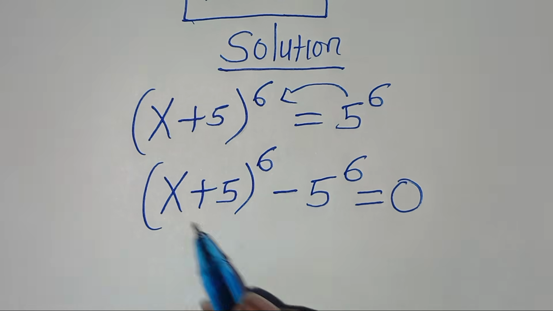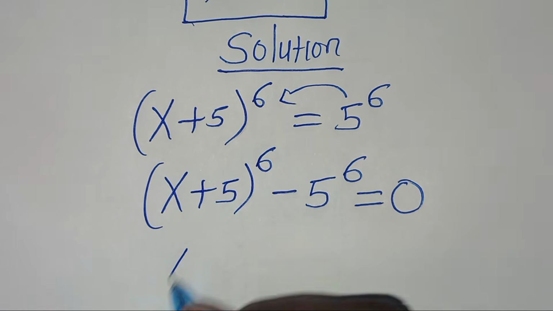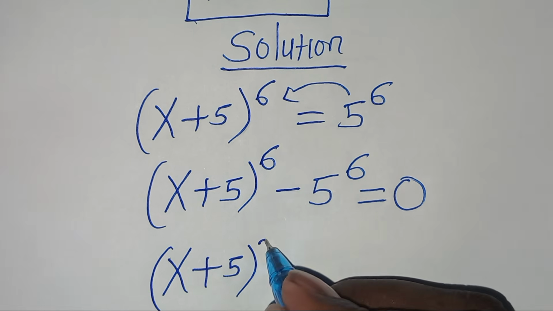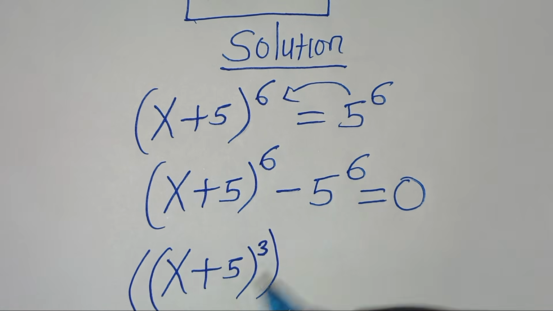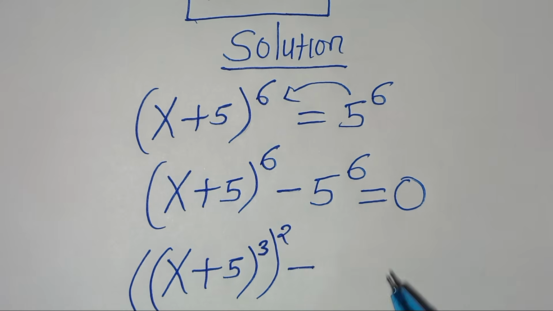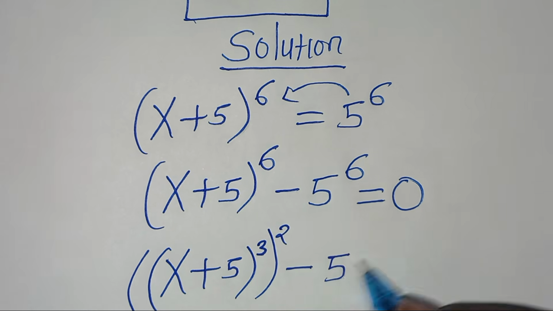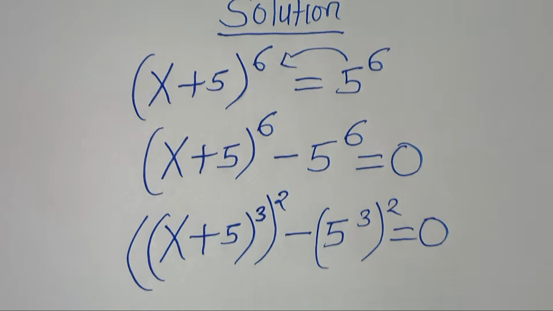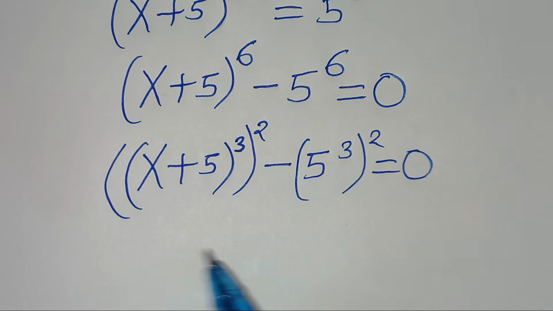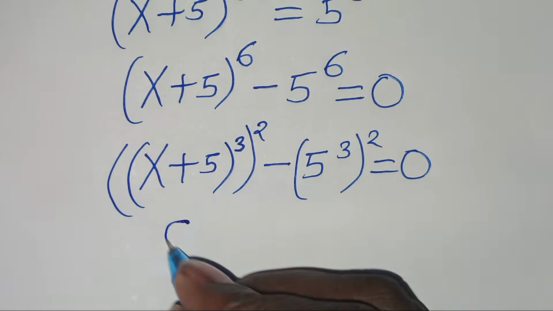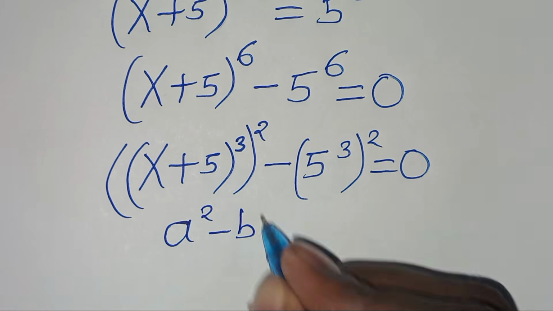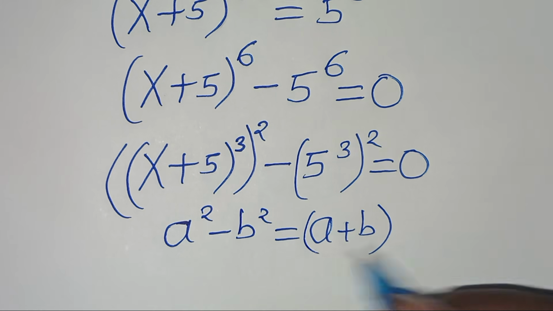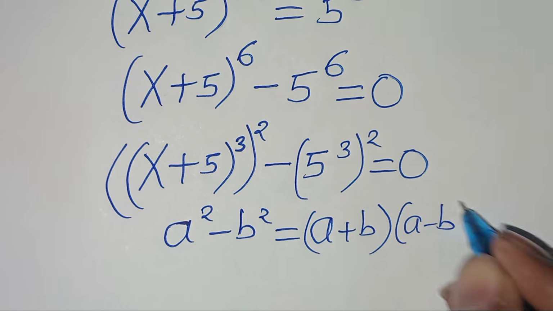We can express (x + 5)^6 as ((x + 5)^3)^2, minus 5^6, which is (5^3)^2, equal to 0. This equation is in the form of a squared minus b squared, which we can express as (a + b) multiplied by (a - b).